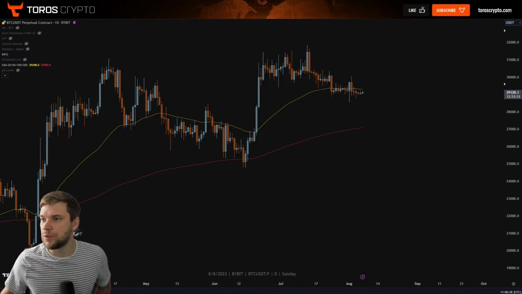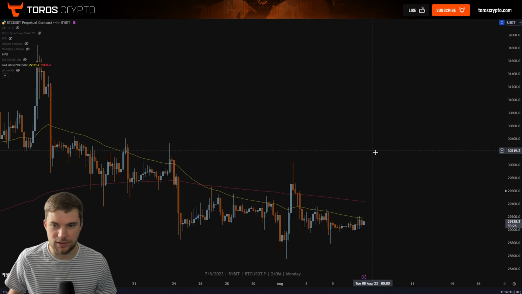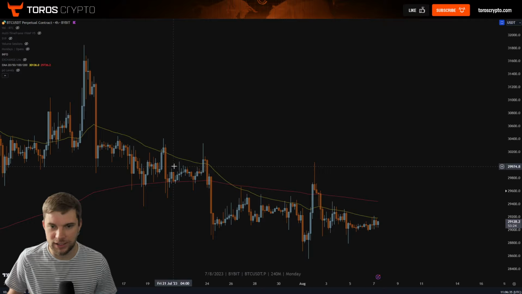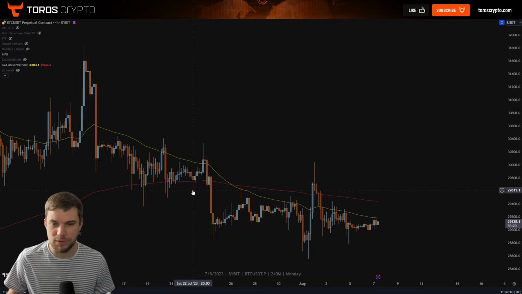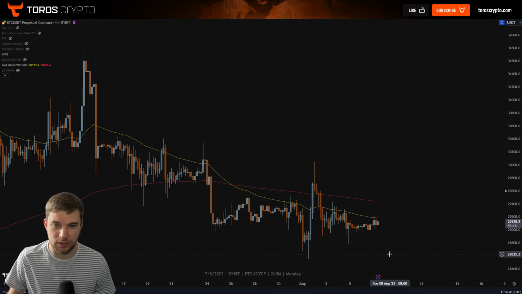If we are to get this bit of a move up, which at this stage I still believe is slightly more likely, we're still seeing pressure down from this, but it is only pressure at the moment. It hasn't actually given us any continuation lower. We're just getting these moving averages causing pressure.